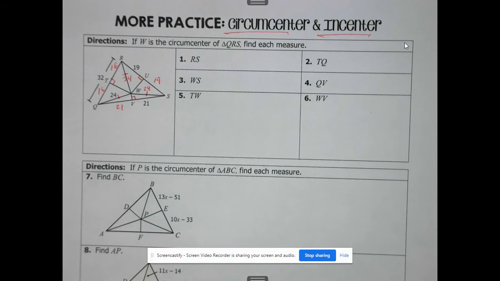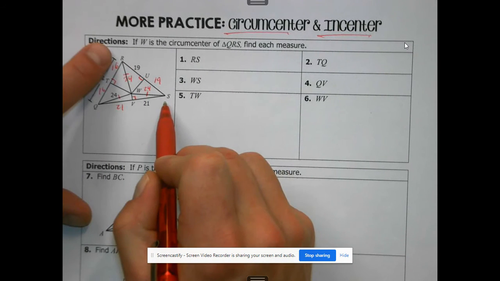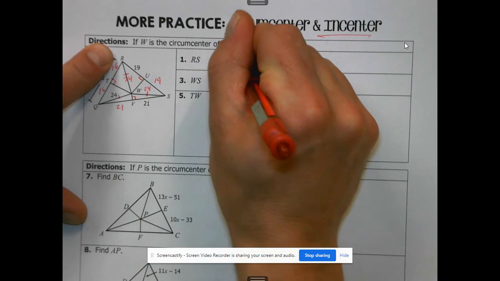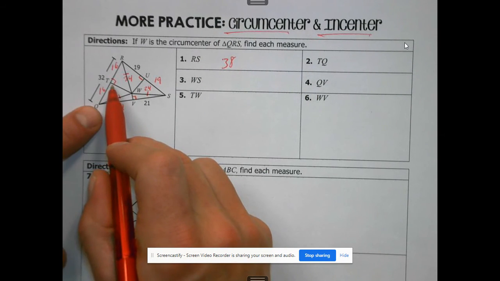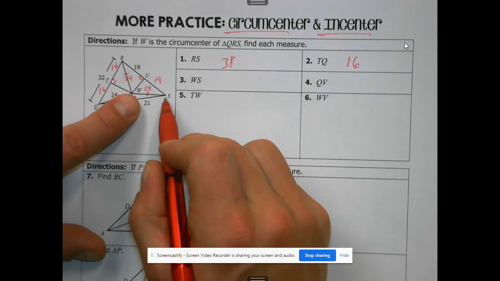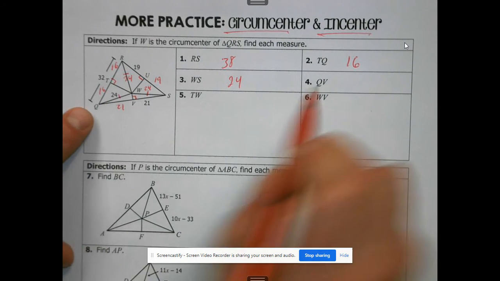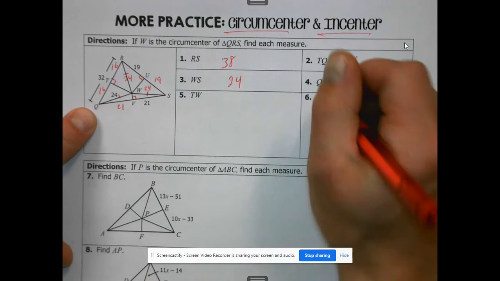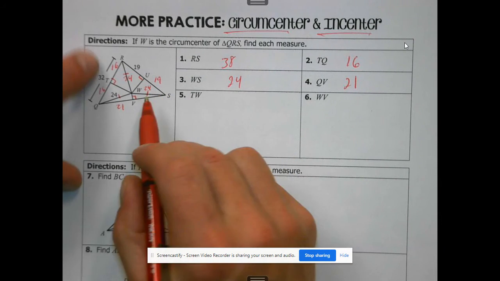Okay, let's see here. R to S, whole thing, 38. T to Q, 16. W to S, 24. Q to V, 21. T to W, where's T at?